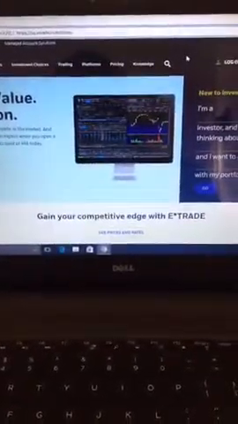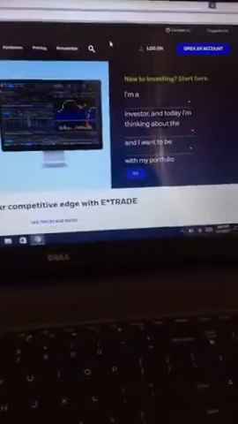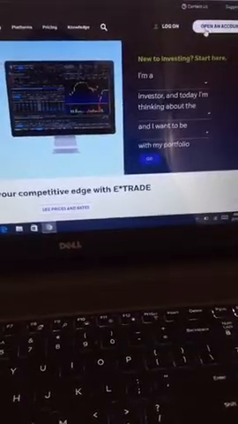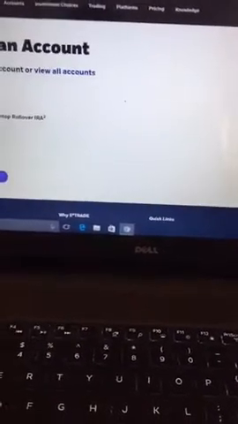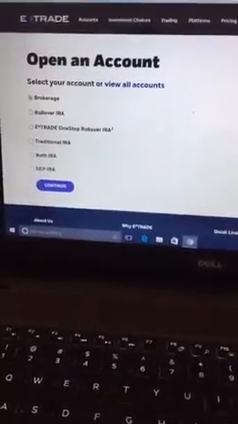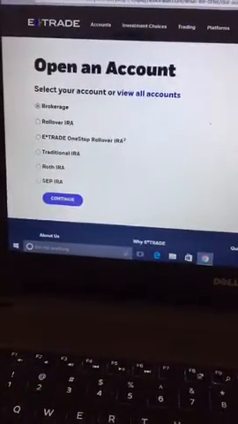So, I'm going to just try to use this one. If you just go to etrade.com, I'm going to go to open a new account and see what that does. Once you go to open a new account, it's going to ask you what type of account.